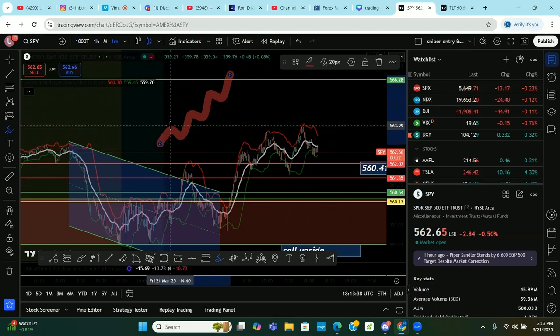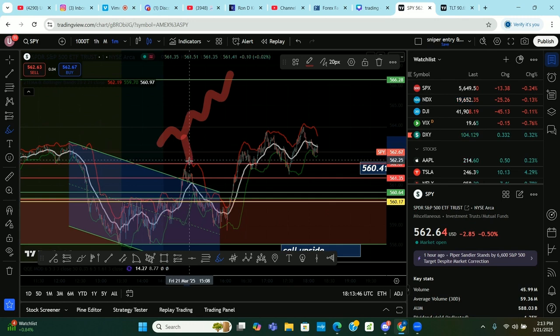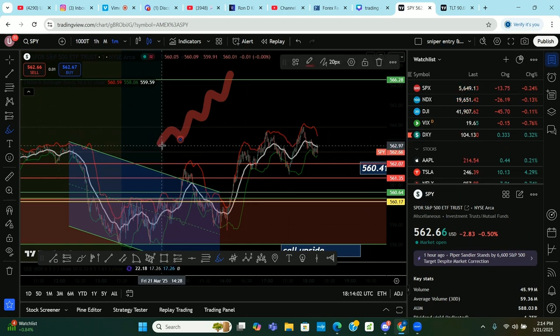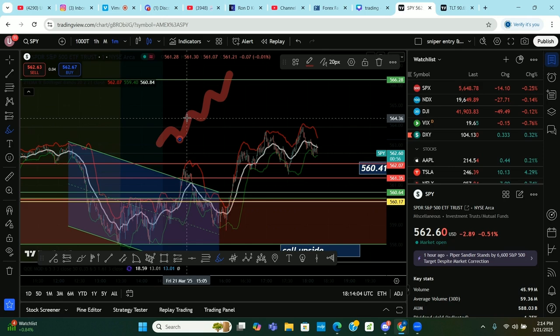We move from this level, we go up, we reject, we come back down. But we do not get past this point and fall back below here. Instead we continue up. So we created a higher low because this is a low. Pay attention to the cursor. This is a low, and this low is higher than this low right here. And so we continue to make these patterns, higher lows and higher highs.